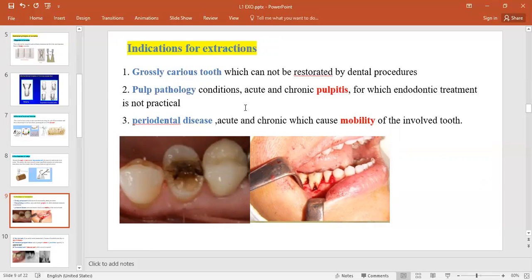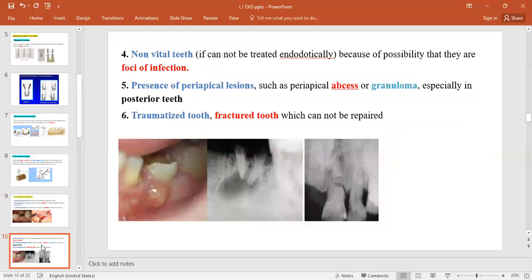The third one, periodontal disease. If we have acute or chronic periodontitis, and the tooth is mobile, it is a source of infection, and we cannot save it in any way, so we must extract it. Non-vital tooth: if the tooth cannot be treated endodontically, because of the possibility it will be a cause of infection, it is a focus of infection, especially in a debilitated patient. In this way we can extract the tooth.